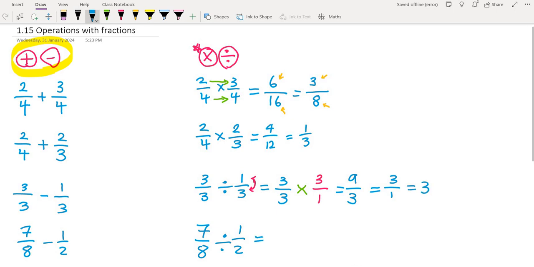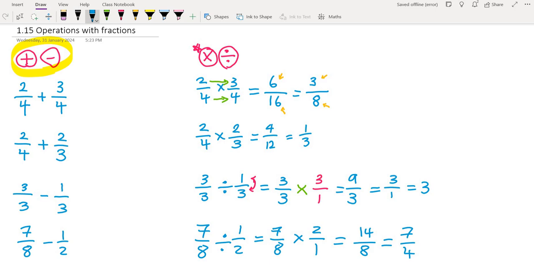So for this next one, we keep the first one, we change the sign, and we swap the top and bottom, and we do times. So 14 and 8, and simplify as much as you can, and that's it.